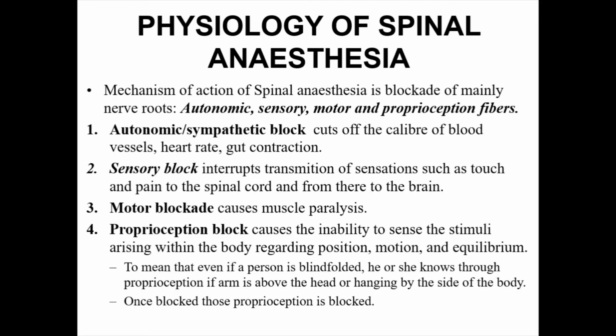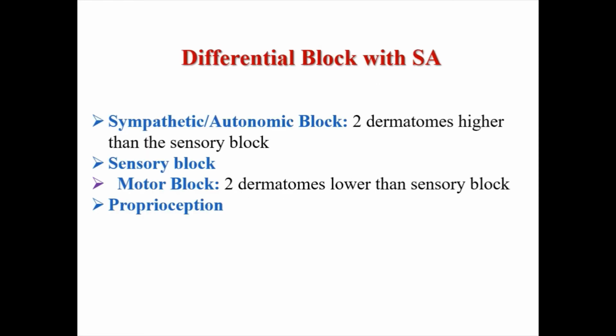and GIT contraction. Second, we block sensory fibers and thereby interrupt the transmission of sensation such as touch and pain to the spinal cord, and from there to the brain. Third, we have motor blockade, which causes muscle paralysis. Lastly, we block proprioception, which causes the inability to sense stimuli arising within the body regarding position, motion, and equilibrium. This means that even if the person is blindfolded, he or she knows through perception if the arm is above the head or hanging by the side of the body. But once blocked, that proprioception is lost.